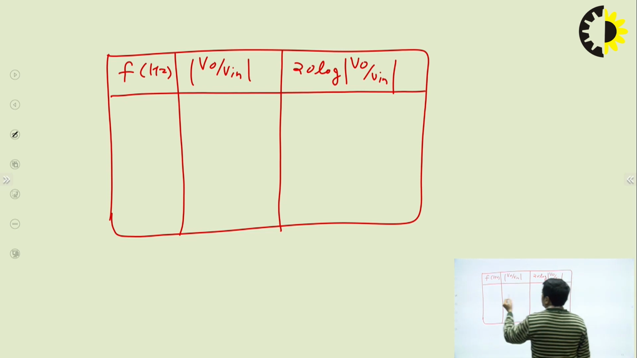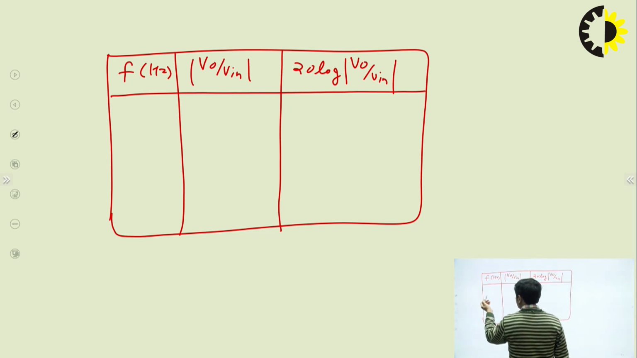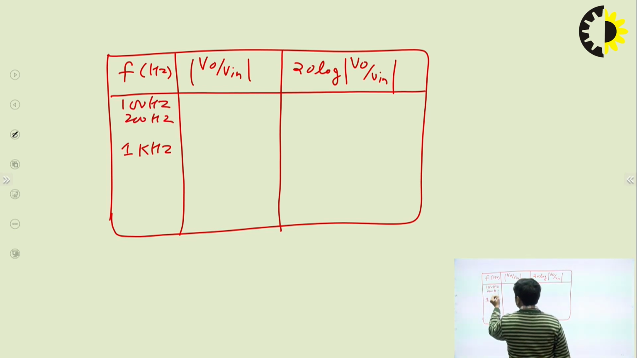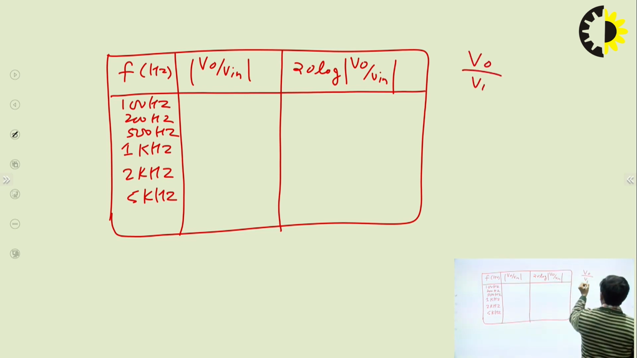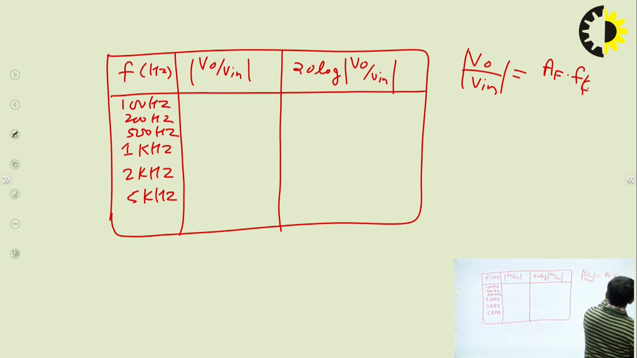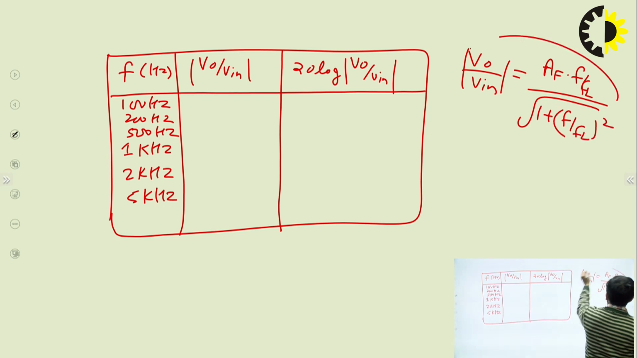Right? Now take some values of F, but definitely take the cutoff frequency 1 kilohertz and few frequencies below 1 kilohertz and few frequencies above 1 kilohertz. For example, you can take 100 hertz, 200 hertz, 500 hertz, similarly 2 kilohertz, 5 kilohertz, fine. And you can calculate the value of V0 upon Vin. You know the equation for V0 upon Vin. You have derived it that this V0 upon Vin is AF into F by FL upon under root 1 plus F by FL square.